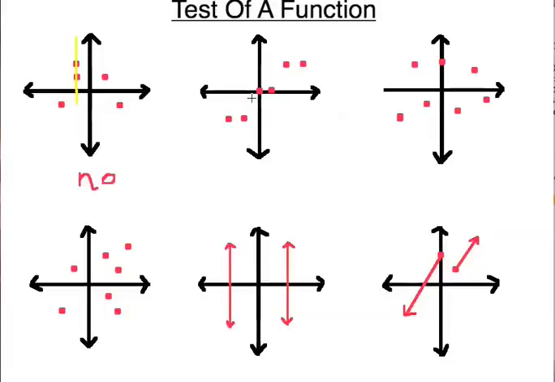Okay, next one. Now I can't make this one fail the vertical line test. Let me change colors here. Don't want to confuse anybody. Okay, passes the test, passes the test. Now even over here, it passes the test because it's not passing through more than one point, even though it's not passing through any points. That doesn't matter. No matter where I draw this line, it's not going to pass through more than one point. So yes, it's a function.